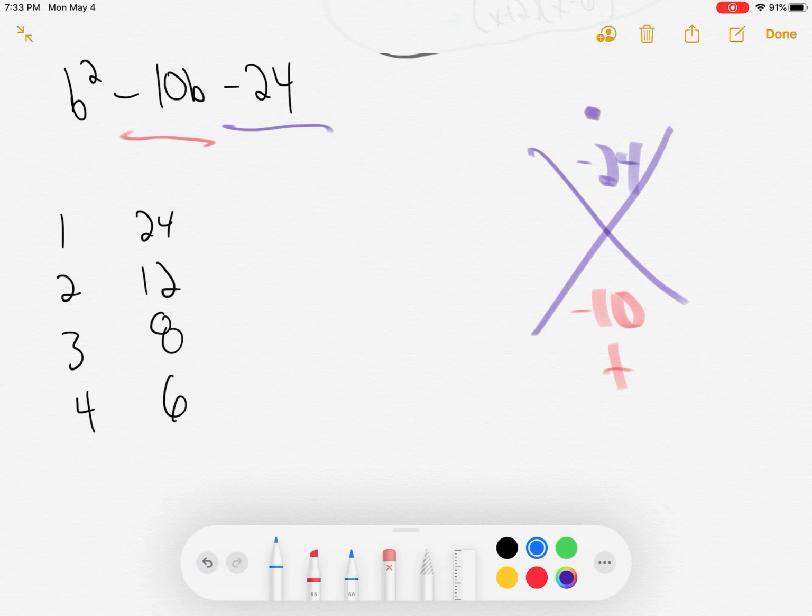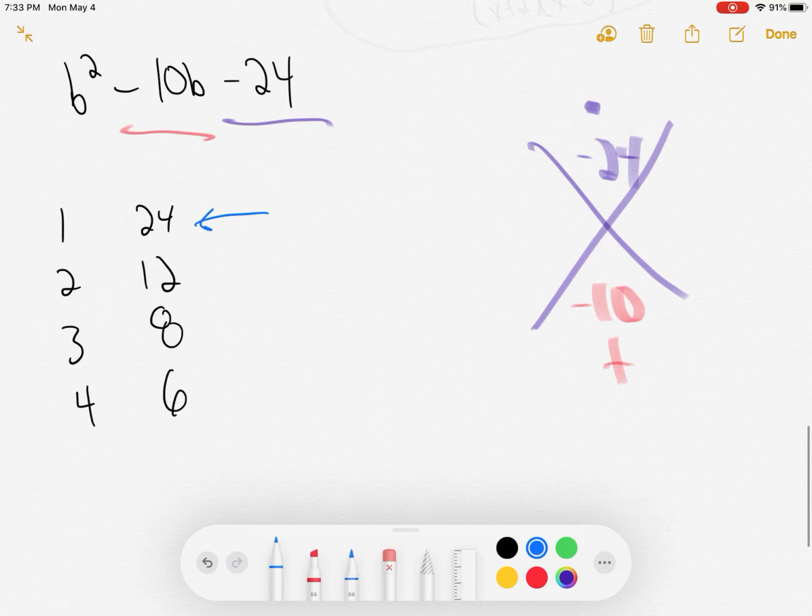So we're trying to get -10. So I hope you're starting to kind of see a pattern here and say, hey, well, I just need these numbers to be different by 10. 1 and 24, those are way too far apart. 4 and 6, those are way too close together. So it's probably going to be one of these. So which one is it? Well, which one is different by 10? 2 and 12 or 3 and 8?